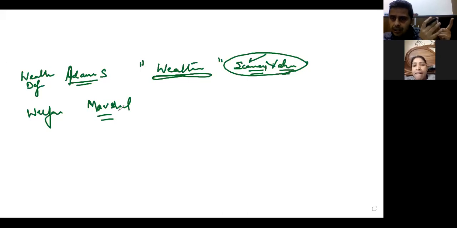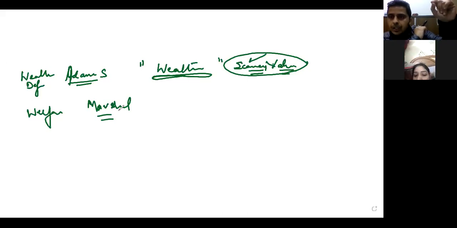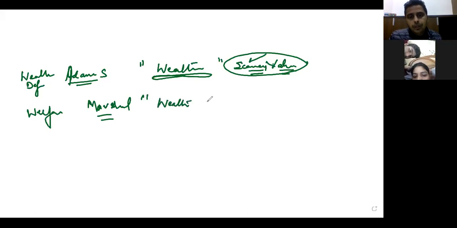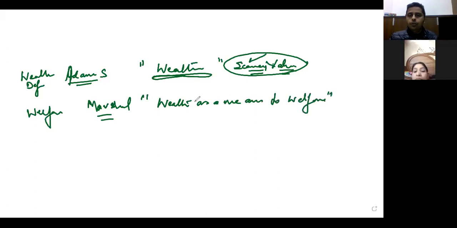We read that in the last slide also, that money or resources will help you buy goods and services, and those goods and services will help you satisfy your needs and wants. So money is not the end, it is just the means. The term became that wealth is a means to welfare, and welfare is the end of all studies.